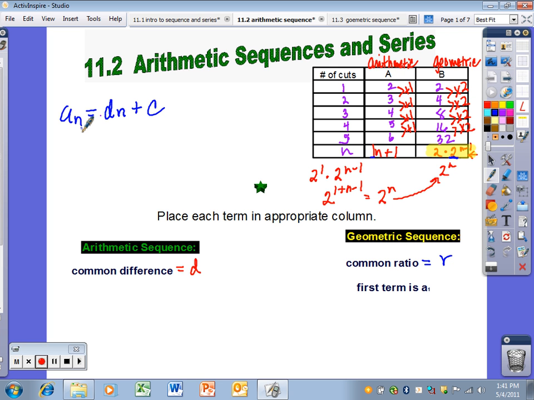Isn't that what we did? 1 times 1 plus what gives you 2? 1 times 4 plus what gives you 5? I'm going to show you how you can get this constant back here. Let's see if it works. A sub 1 minus the difference.